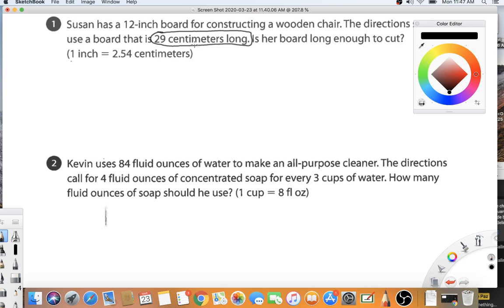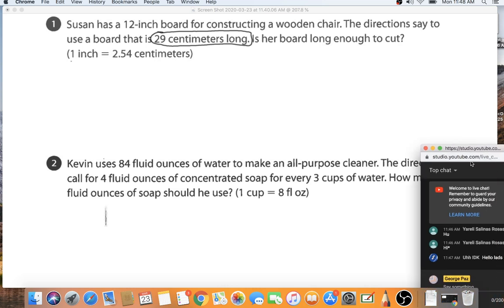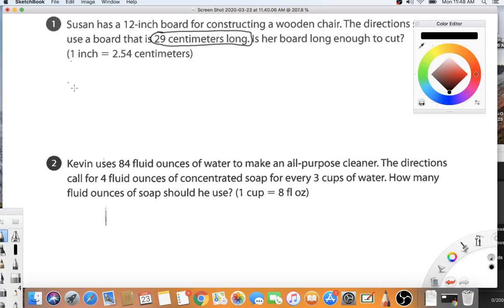We have to change centimeters into inches. We know that 1 inch equals 2.54 centimeters. The question is, how many inches is 29 centimeters? Or we can find out how many centimeters is 12 inches. You can try doing either. From 2.54, it's really hard to multiply to get something that gives you 29. We could, but it's going to be really hard. So what about inches? 1 inch to 12 inches seems a lot easier. So I'm going to do 12 inches.